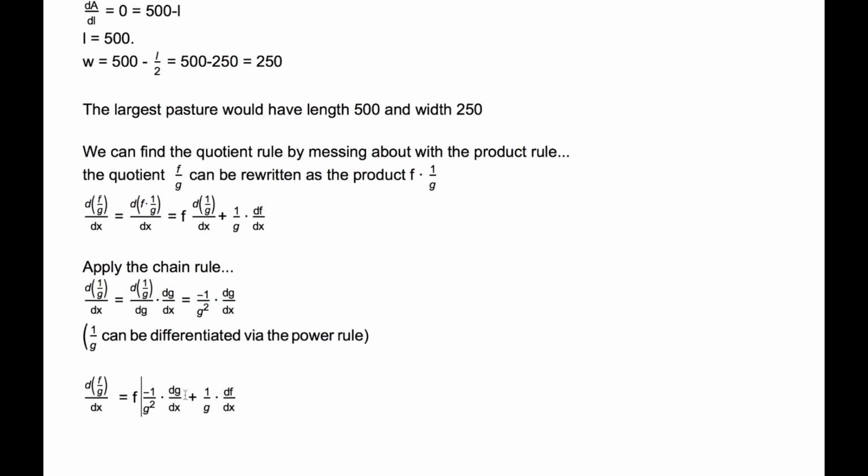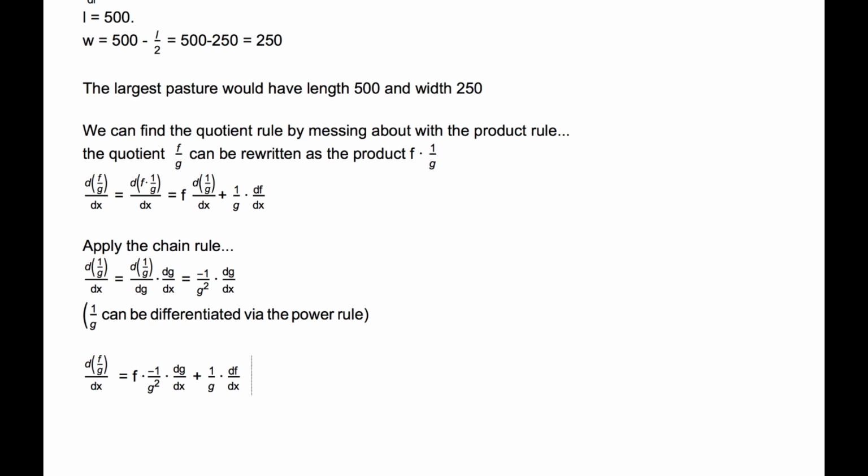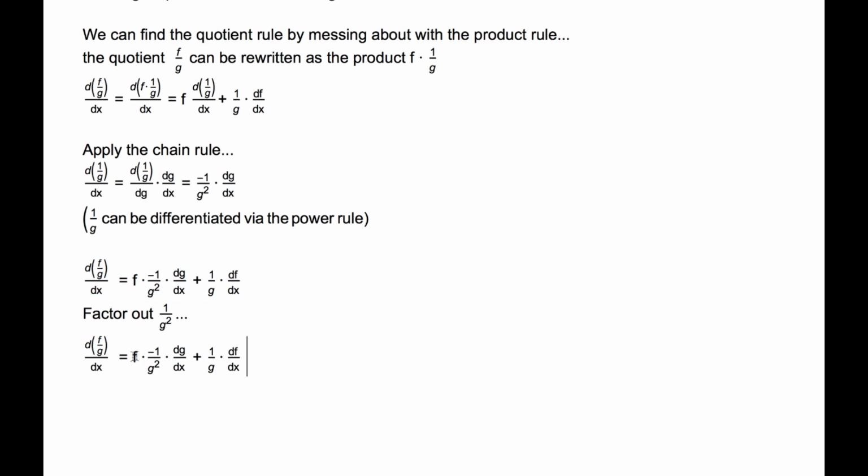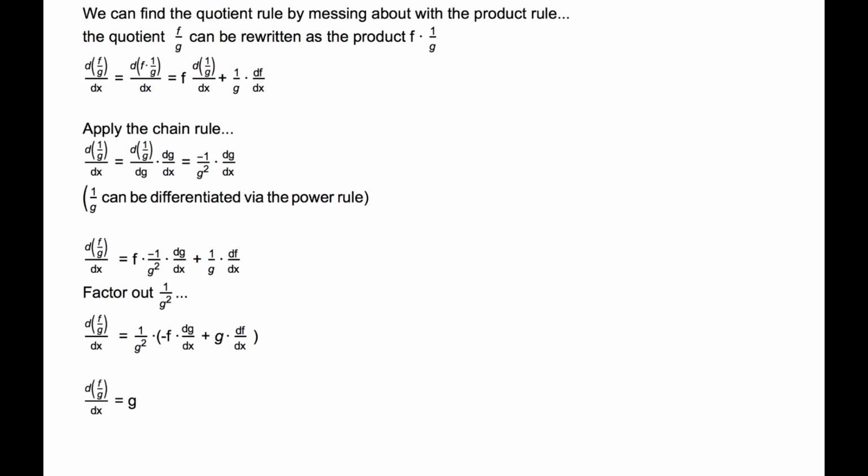Okay, we're going to sub all that back in. We're going to do a little bit of rearranging. We're going to factor out 1 over g squared, and that is going to give us, finally, the quotient rule, which can be expressed as the derivative of f over g with respect to x is equal to g times the derivative of f minus f times the derivative of g, all over g squared. And that is the quotient rule.